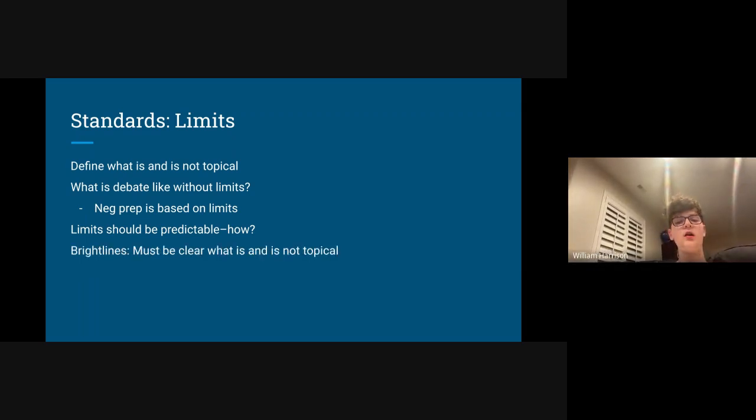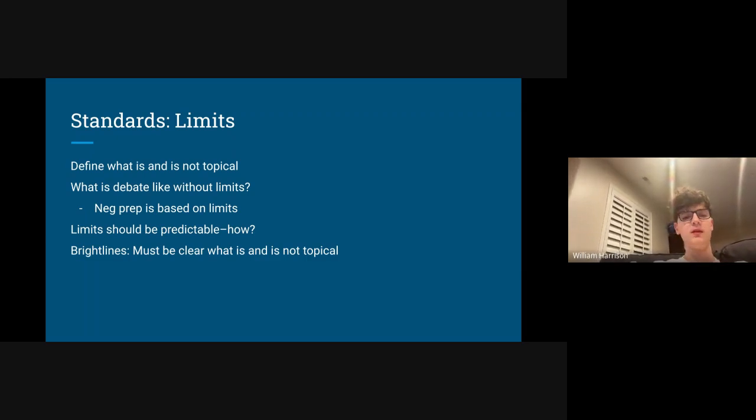Bright lines. It ought to be clear what is and what is not topical. This is important because you don't want your interpretation leaving room for us to debate about whether something is topical or not. Instead, under that interpretation, it should be clear. It should distinguish between topical and non-topical AFFs so that we don't have to do all the nitty-gritty work of debating whether something meets an interpretation.